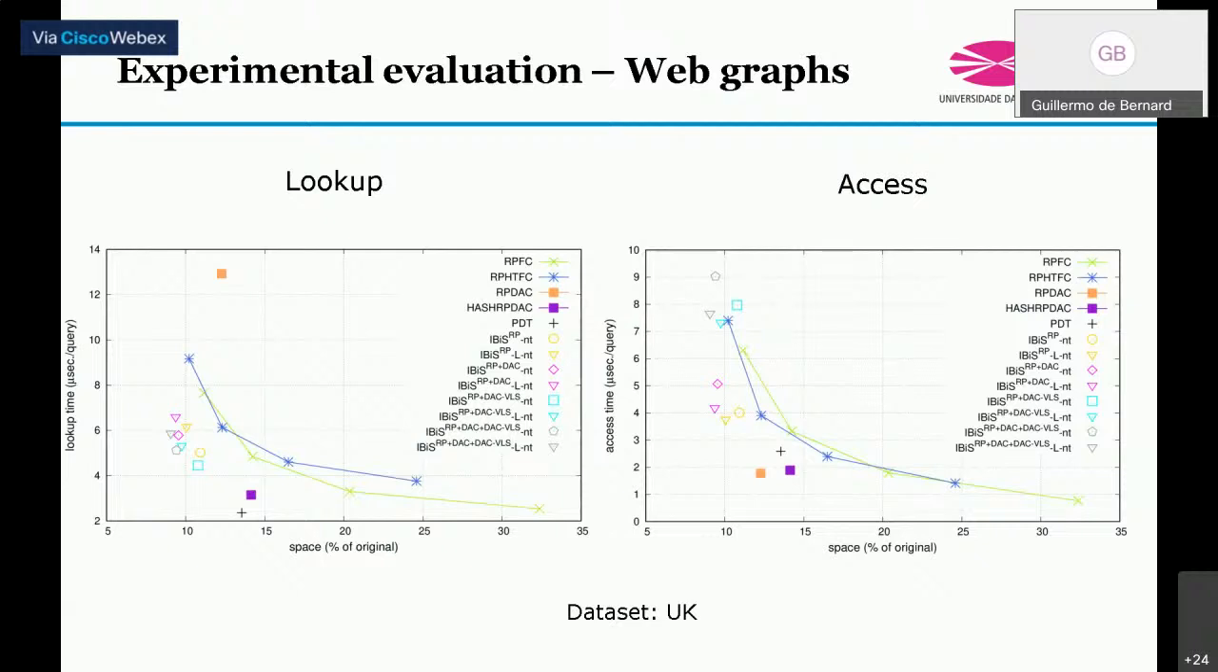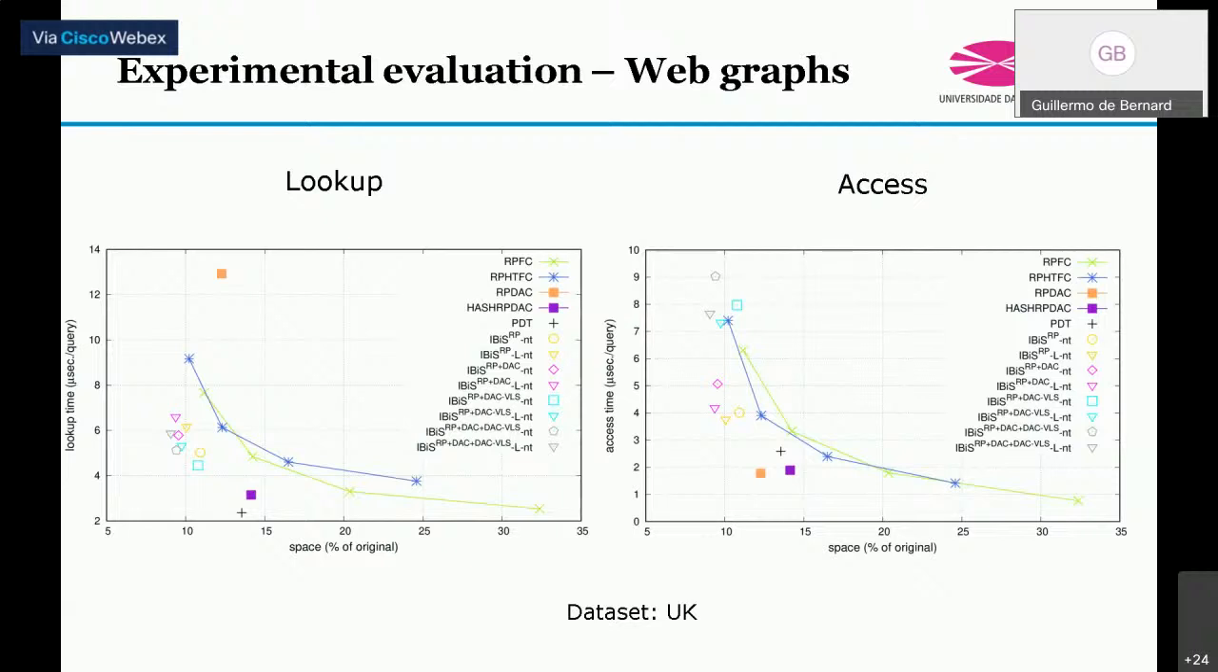These are the results for one of the web graphs. Essentially, our solutions are all the hollow elements that appear to the left of each plot. Since we obtain, in general, the best compression among all the solutions that we tested, notice that we have a lot of different variants. This corresponds to all of the implementation variations that I described before.